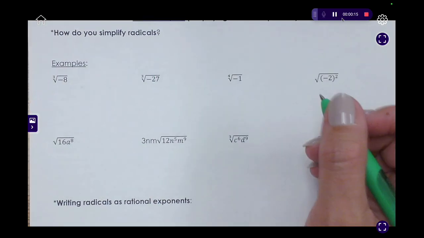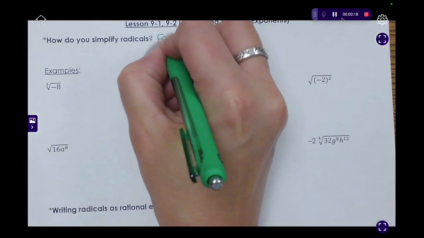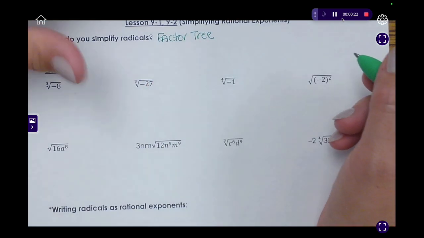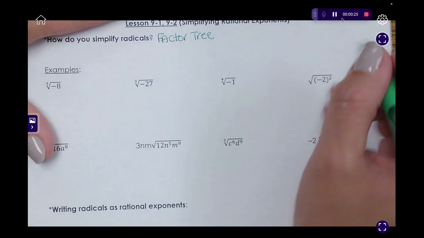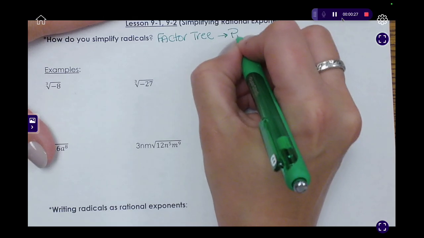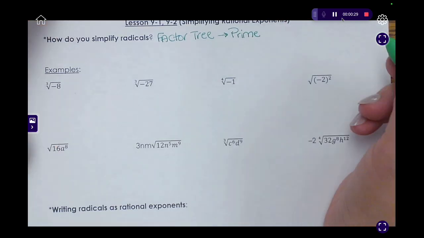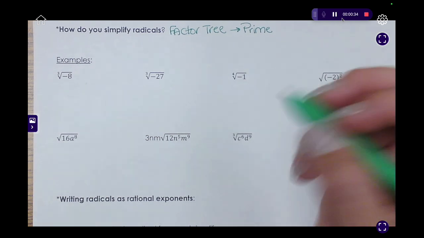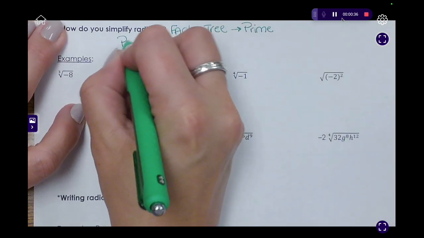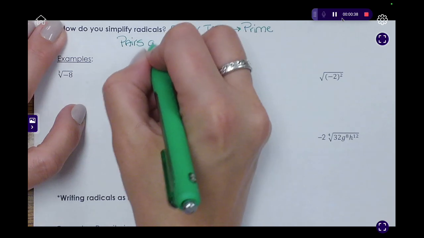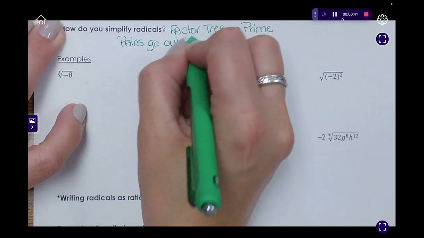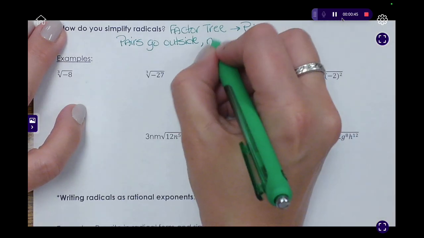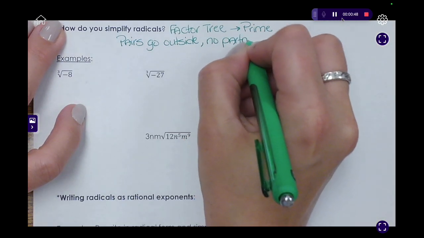So remember, whenever we're simplifying radicals, we do want to be able to do the factor tree. And remember, when we're doing the factor tree, we're trying to get those numbers down to nothing but prime numbers. Anything that you have pairs of is going to go on the outside. And if it does not have a partner, that's what goes back on the inside. So no partner, it's going to go back on the inside.